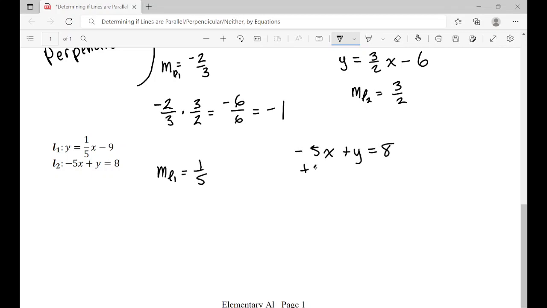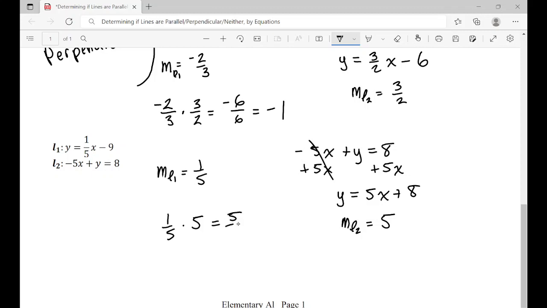So I'm going to add 5x to both sides. I'm going to get y equals 5x plus 8, which means that my slope of this line is positive 5. So I look at these two, 1/5 and 5, not the same, so not parallel. I'm going to try and multiply them together. So 1/5 times 5 is going to give me 5/5, which is 1.